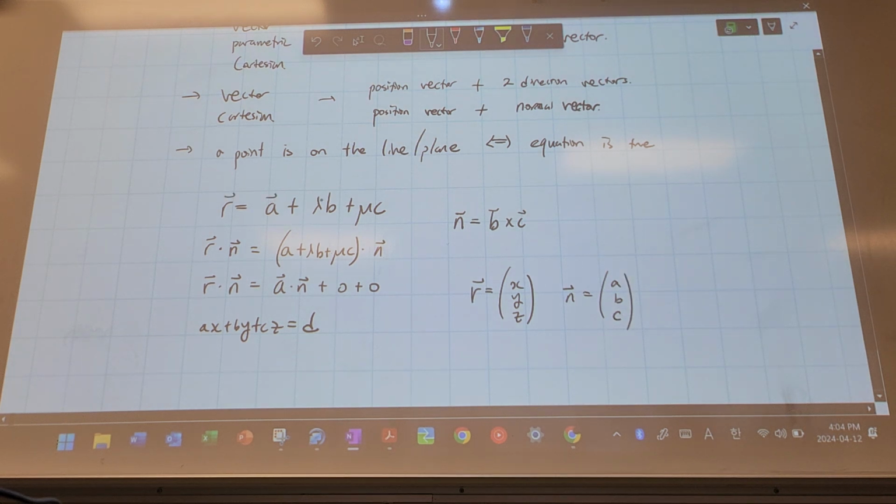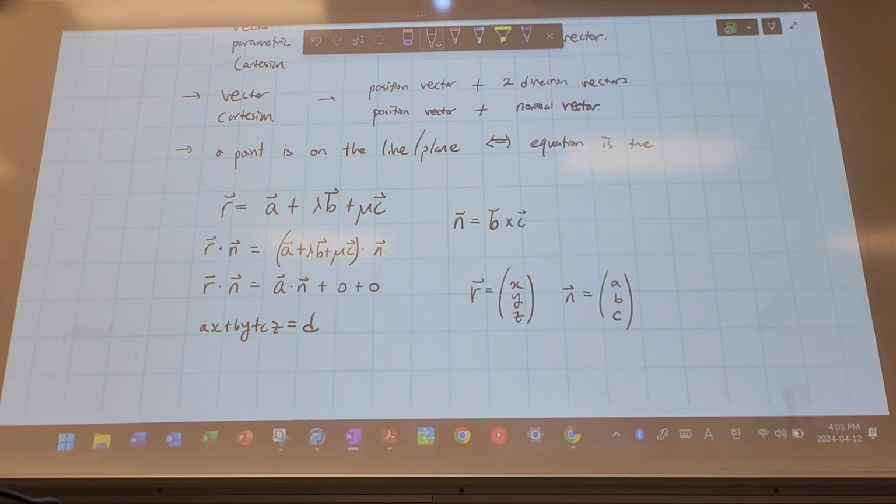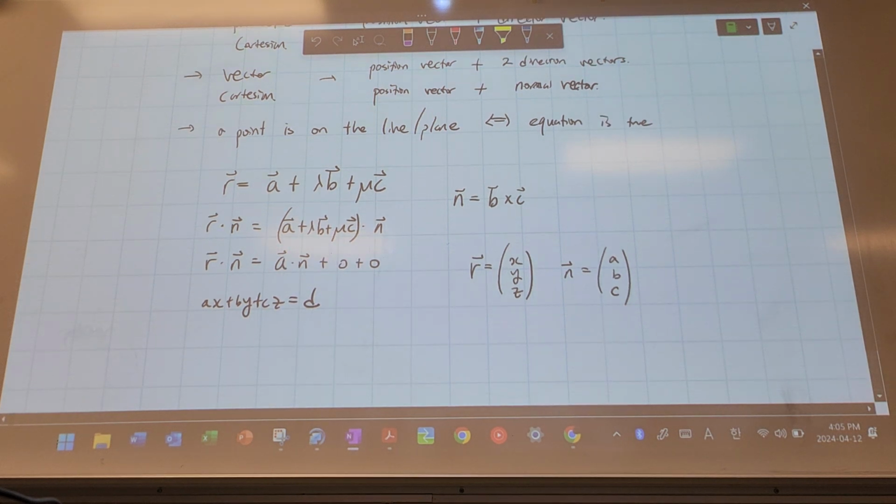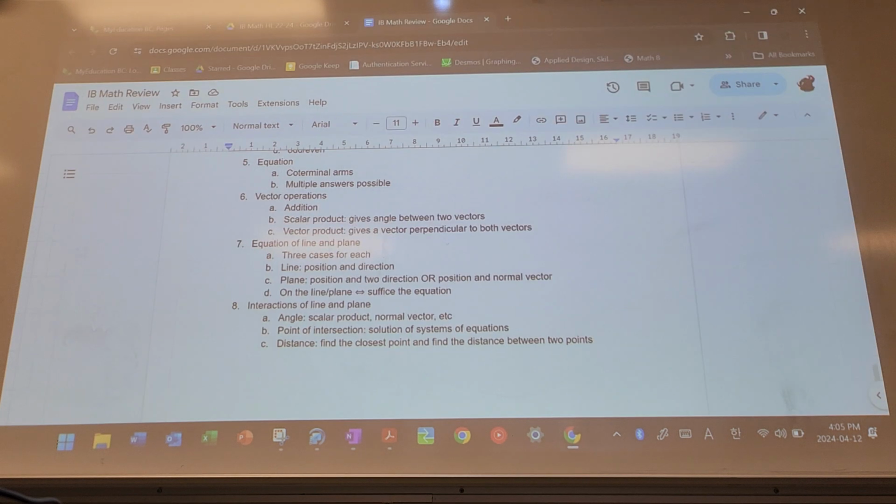I only use Cartesian. It's easier, since with the vector form you have to do so many more steps. But there may be a chance that you get a question where they give you the vector equation of a plane, and you then have to switch it to the Cartesian equation, so you have to use that transition. We can also go back from Cartesian to vector, but you would have to define new vectors, so let's not talk about that.